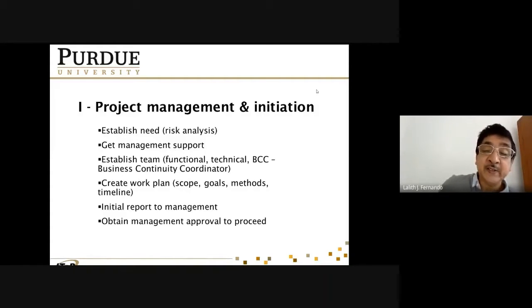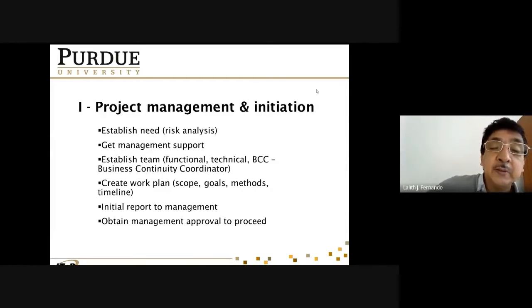So for that, you need to analyze the possible risk to the organization arising from an event, catastrophic event or whatever. By establishing the need to face certain catastrophes, you would be in a position to get management support. Because it is the necessity of an organization to have a business continuity plan, disaster recovery plan. So because of that, management will support the project management, and initiation will be supported by the management.